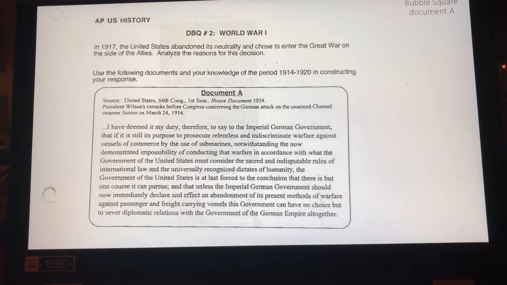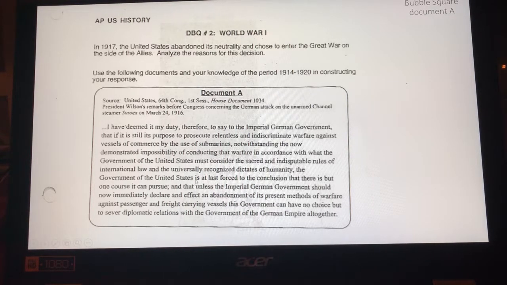Okay, that was a lot. Okay, I'm going to stop right there. So we know the German government used a submarine, attacked the Sussex, right? And he's bringing up this whole line, the sacred and indisputable rules of international law. We know that to mean that the Germans were supposed to give what? A warning, exactly. Okay, and this is a really long sentence, so I had to stop there. Okay, so he says they need to follow these rules.